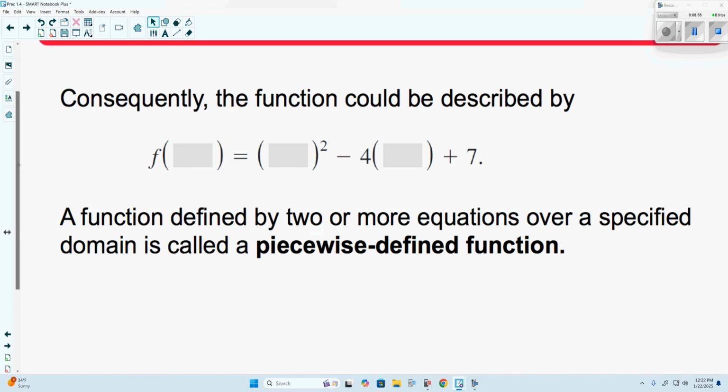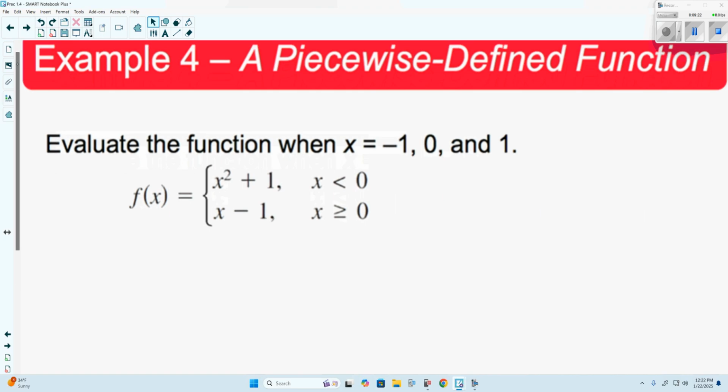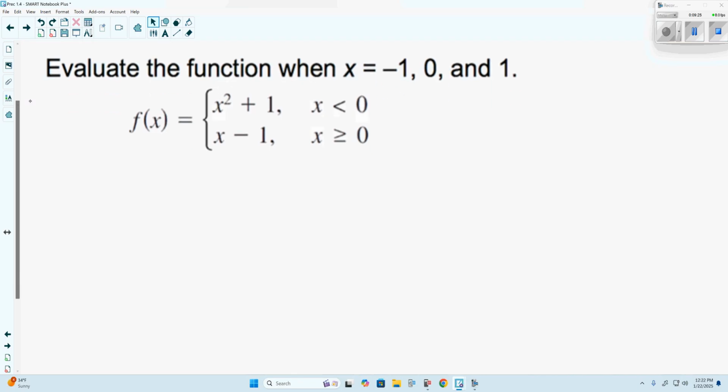Consequently, the function could be described by this here, where we just have boxes. And we can plug whatever we want into these boxes and solve for that. And if we have a function with more than one equation, we call it a piecewise defined function. It's comprised of more than one function. So this here would be considered a piecewise function, because there are two functions that are making up this equation.